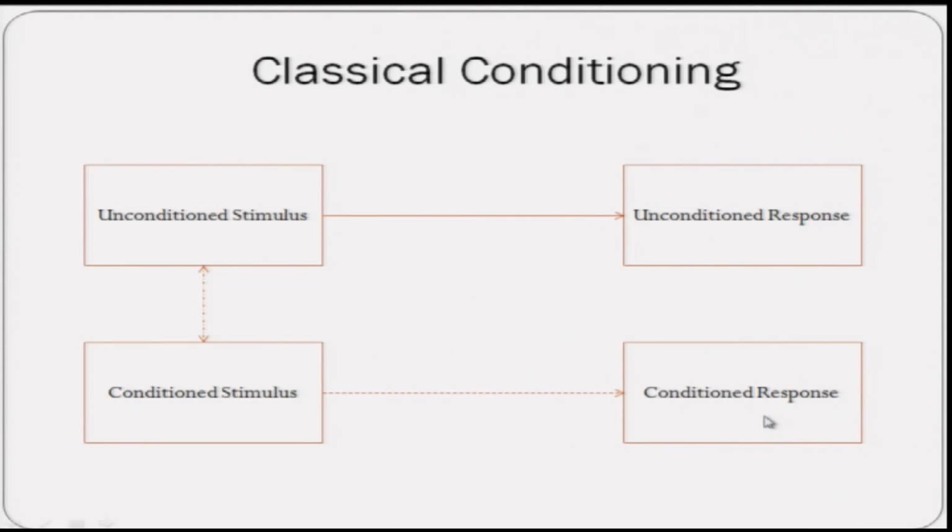In classical conditioning, when an individual sees an unconditioned stimulus, there is an unconditioned response corresponding to that. Now, when we attach this unconditioned stimulus with some conditioned stimulus, you will find that consumers learn to behave towards the conditioned stimulus in a similar way to how they behave towards the unconditioned stimulus.